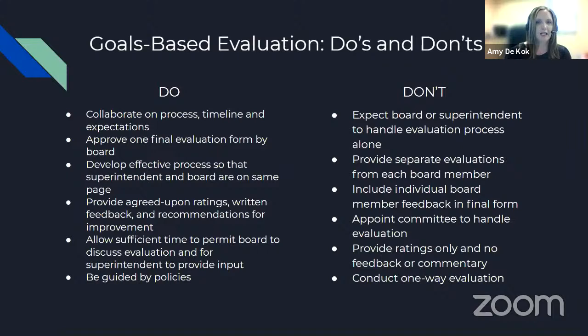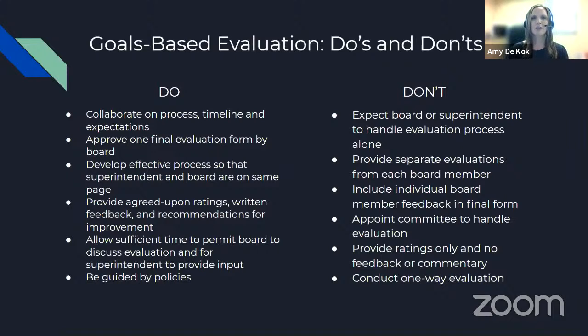And again, I would say one of the things that most boards trip up on is they don't give themselves enough time to discuss the evaluation and for the superintendent to provide input before the evaluation deadline comes up and you have to finalize it. That's probably the biggest thing that I see in the calls that I'm getting: oh gosh, we want to get a meeting scheduled, but we have three board members that are unavailable. What do we do? We're going to miss the deadline. And then it's a rushed process.